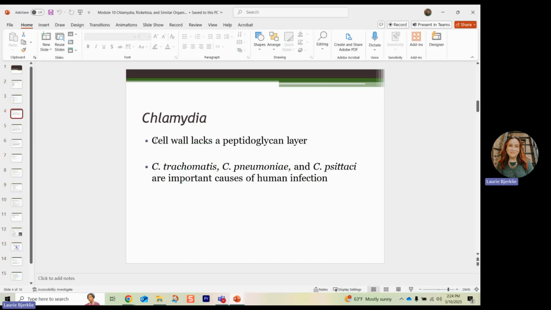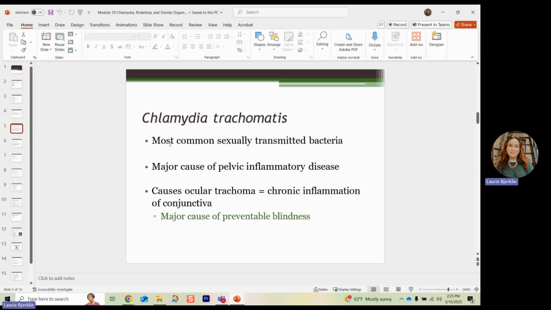So going back to chlamydia, the cell wall lacks a peptidoglycan layer. So again, you're not going to be able to gram stain this. They are also intracellular bacteria, so they're found inside cells. Chlamydia trachomatis, Chlamydophila pneumoniae, and Chlamydophila psittaci are all 3 of the main pathogens that we are worried about out of this grouping. Chlamydia trachomatis is the most common sexually transmitted bacteria.